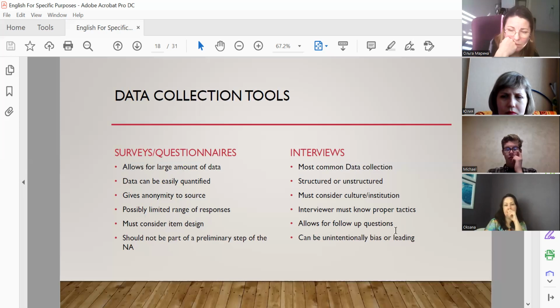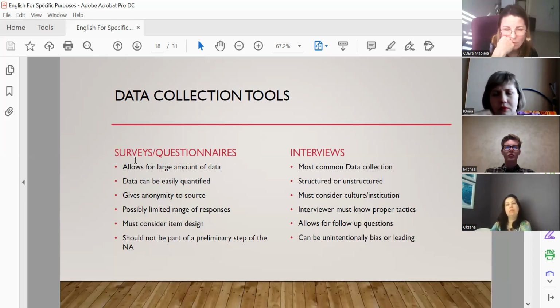Allows for follow-up questions. So with surveys and questionnaires, you have a question, and when they write an answer, you might have a follow-up question, but you cannot ask it. With interviews, you can do that. So the pros of surveys, you can interview 200 parents, but you cannot ask follow-up questions, and it can be unintentionally biased or leading, because the nature of speech is like that.